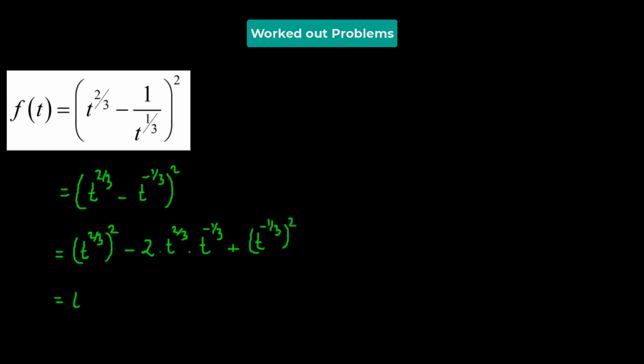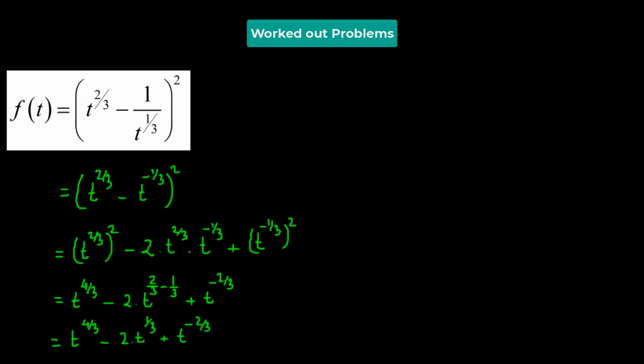So that gives us t raised to the power of 2/3 times 2, which will be 4/3, minus 2 times t raised to the power of 2/3 minus 1/3, plus t raised to the power of negative 2 over 3. So we have t raised to the power of 4/3 minus 2 times t raised to the power of 1/3, since 2/3 minus 1/3 is 1/3, plus t raised to the power of negative 2/3.